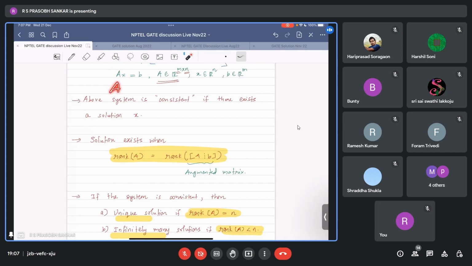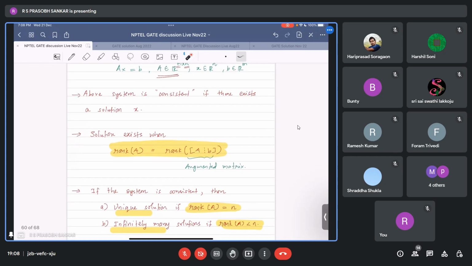Basically, when we do Ax, we are taking the first column of A multiplied with the first entry in x, x1, then adding the second column of A multiplied by the second entry in x, and so on. So if we say that there is a solution, that means this vector B should be expressible as a linear combination of the columns of A. That's the idea. Now, how do we check for that?